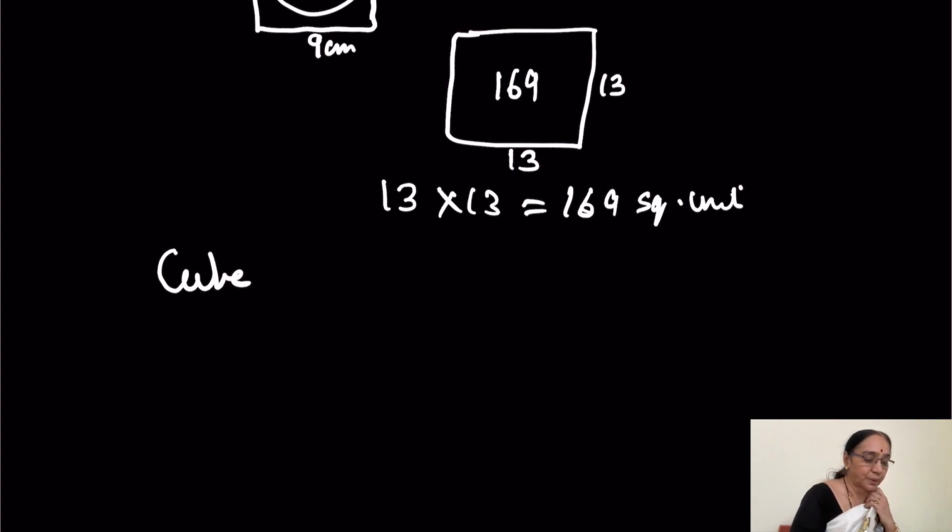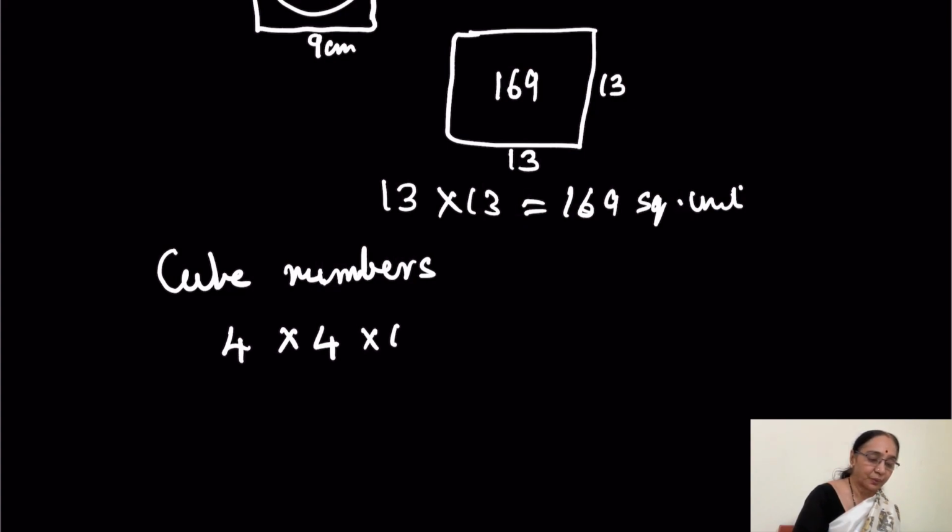Now what about cube numbers? What are cube numbers? You just extend it. A number multiplied 3 times, an integer multiplied 3 times, you get a cube number. So for example, 4 multiplied by 4 multiplied by 4 gives you 64. And 64 is a cube number.